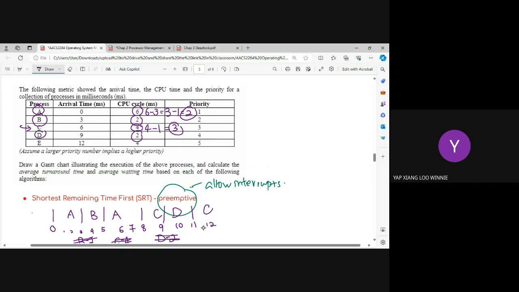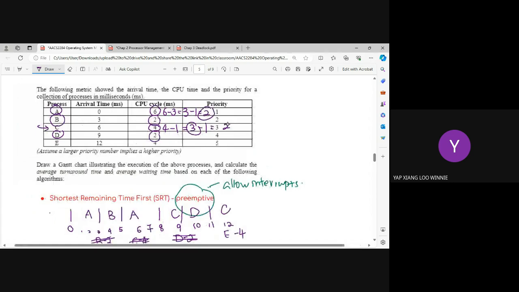At 12 milliseconds, E is here, and E has a CPU cycle of 4. Now, imagine your C already executed for 1 millisecond and 1 more millisecond, so I have 2 left. Now you compare 2 and 4. 2 is the shortest, right? So your CPU continues with another 2 milliseconds to complete process C.